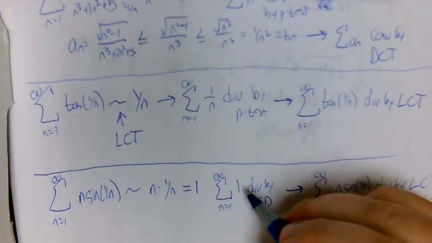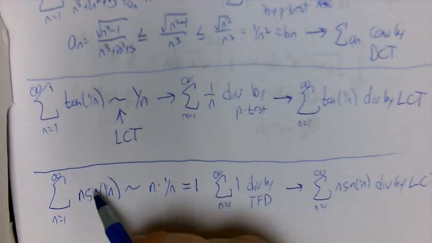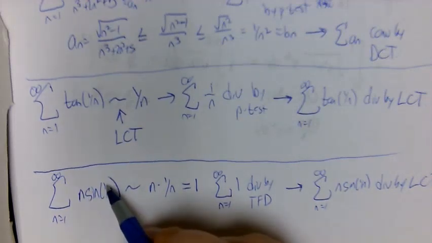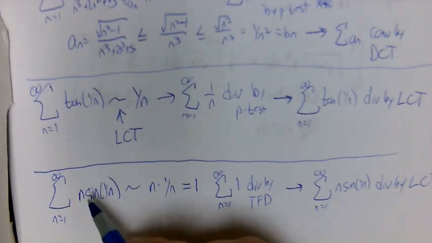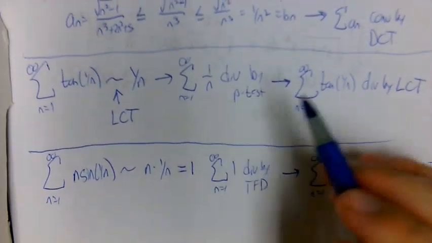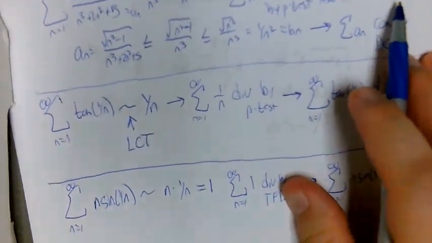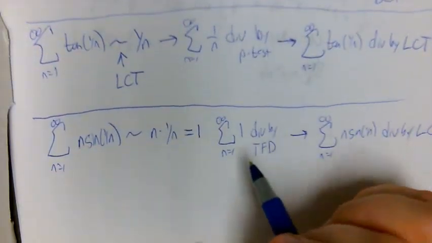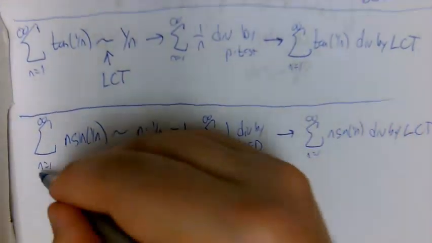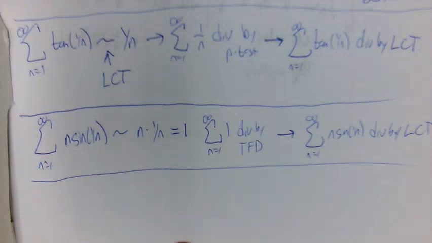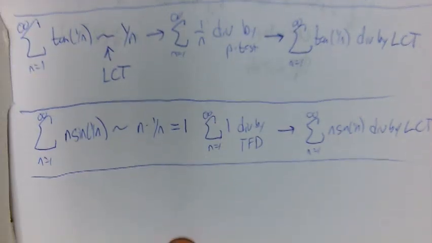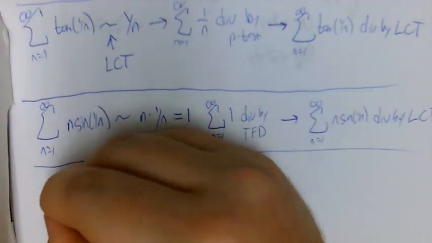Although based on the fact that we can compare this with 1, we also could have used the test for divergence directly on this. I think you would get 1 if you do that. So you could also use the test for divergence on this one if you recognize that in advance. All right, another one bites the dust here. Let's move on.